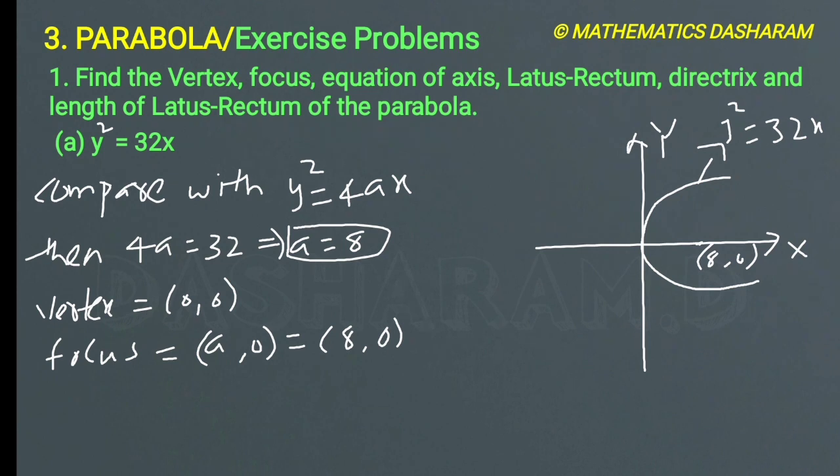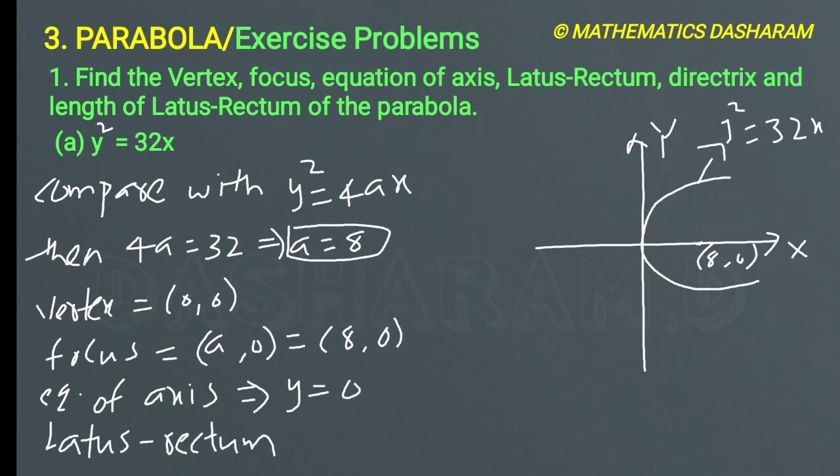Next, equation of the axis. Here the x-axis is the axis, so its equation is y equals 0. Next one is the latus rectum. The formula is x equals a, but the a value is 8, so x equals 8.